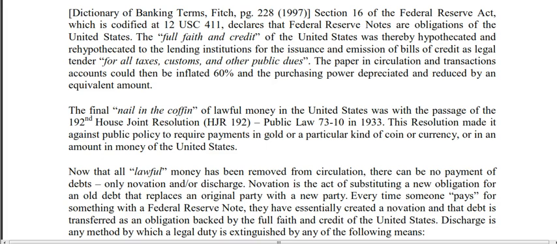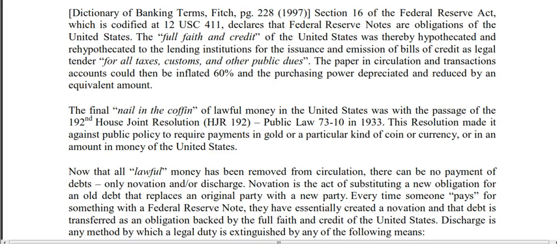The final nail in the coffin of lawful money in the United States was with the passage of House Joint Resolution 192, HJR 192, Public Law 73-10 in 1933. This resolution made it against public policy to require payments in gold or a particular kind of coin or currency or in any amount in money of the United States.